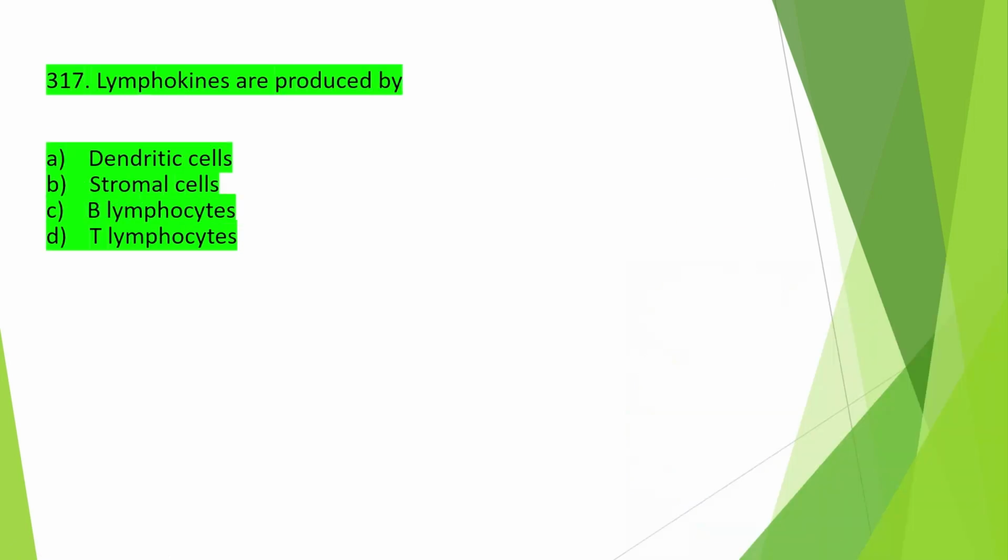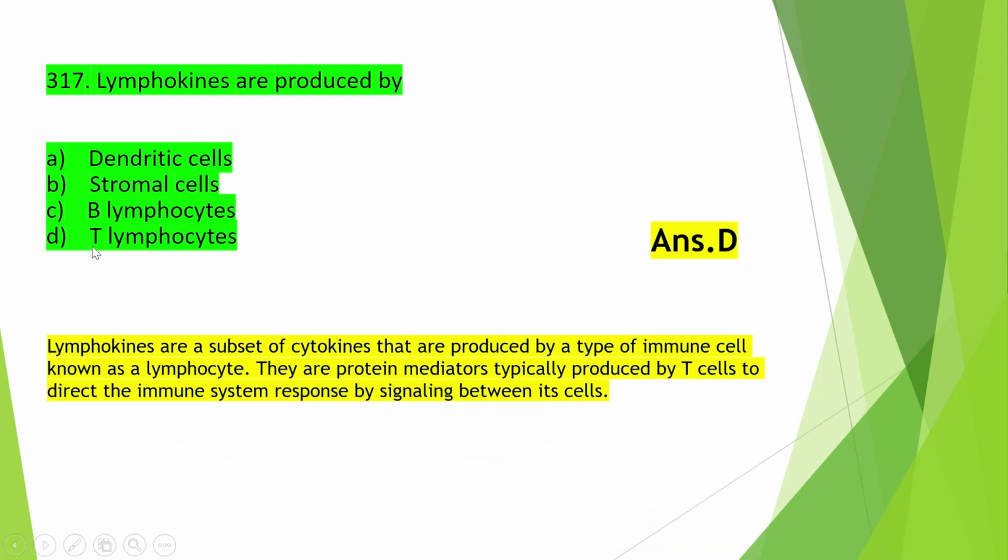So move on to the next question, that is, lymphokines are produced by dendritic cells, stromal cells, B lymphocytes, or T lymphocytes, and the right one is option D, that is T lymphocytes. So lymphokines are produced by T lymphocytes, and lymphokines are a subset of cytokines that are produced by a type of immune cell known as lymphocyte. They are protein mediators typically produced by T cells to direct the immune system response by signaling between its cells.